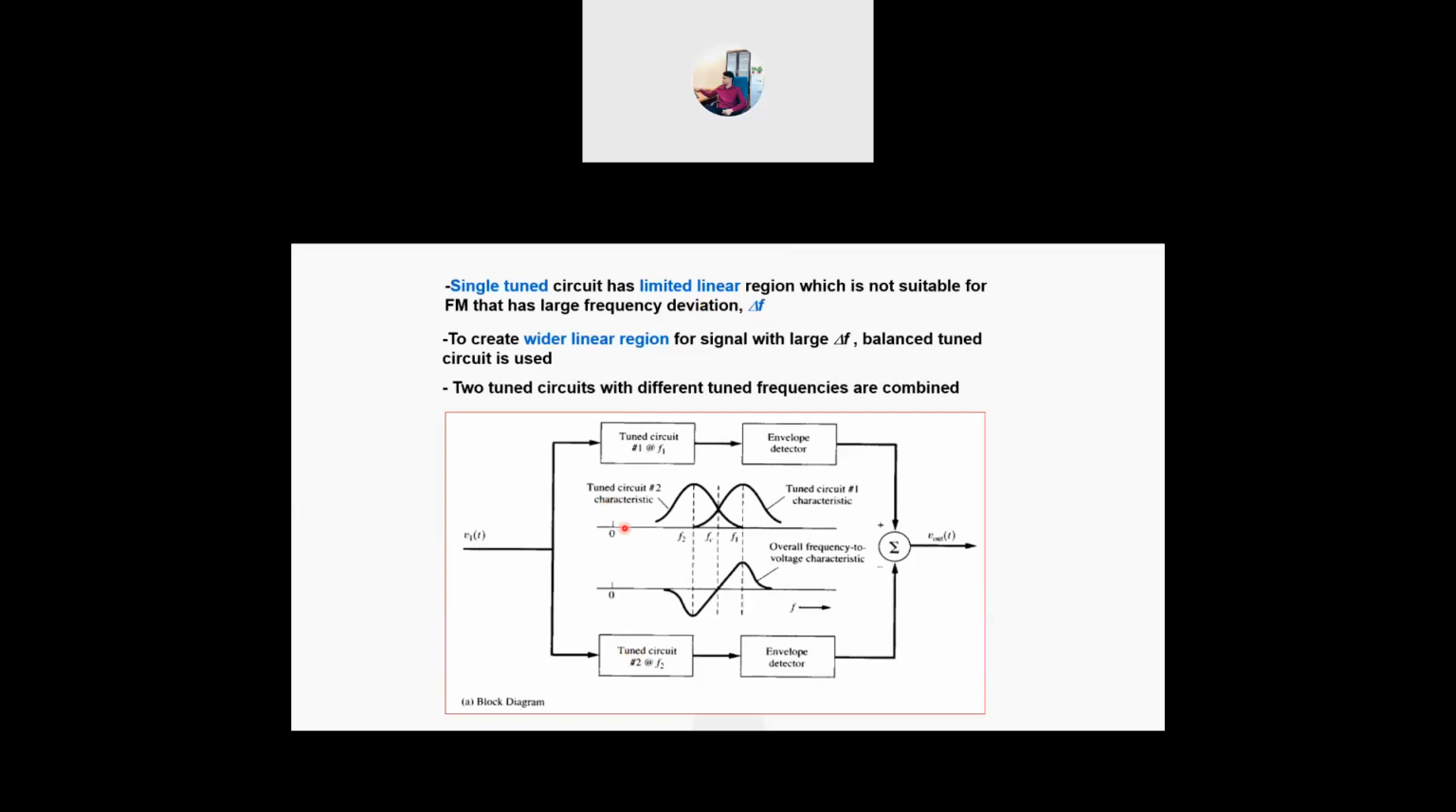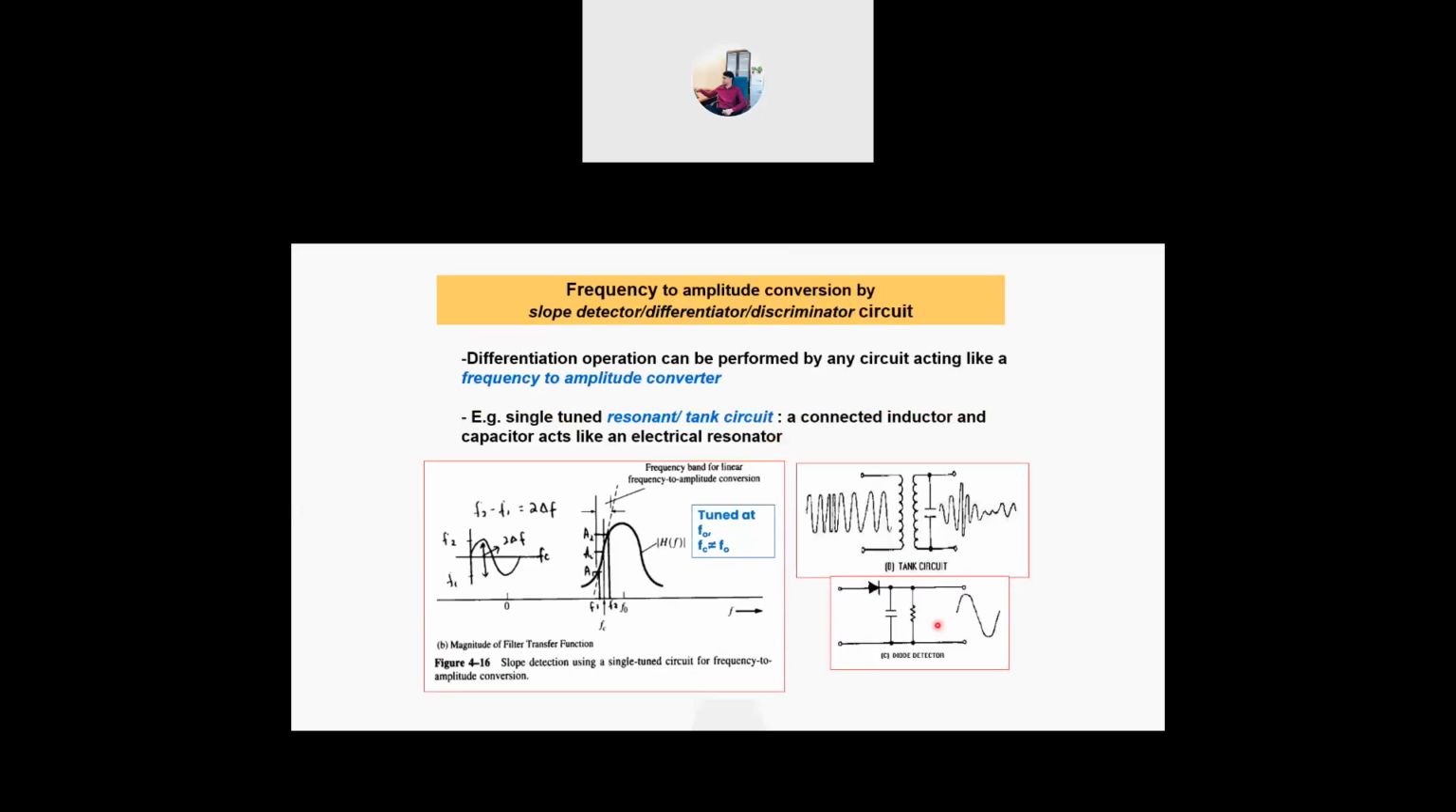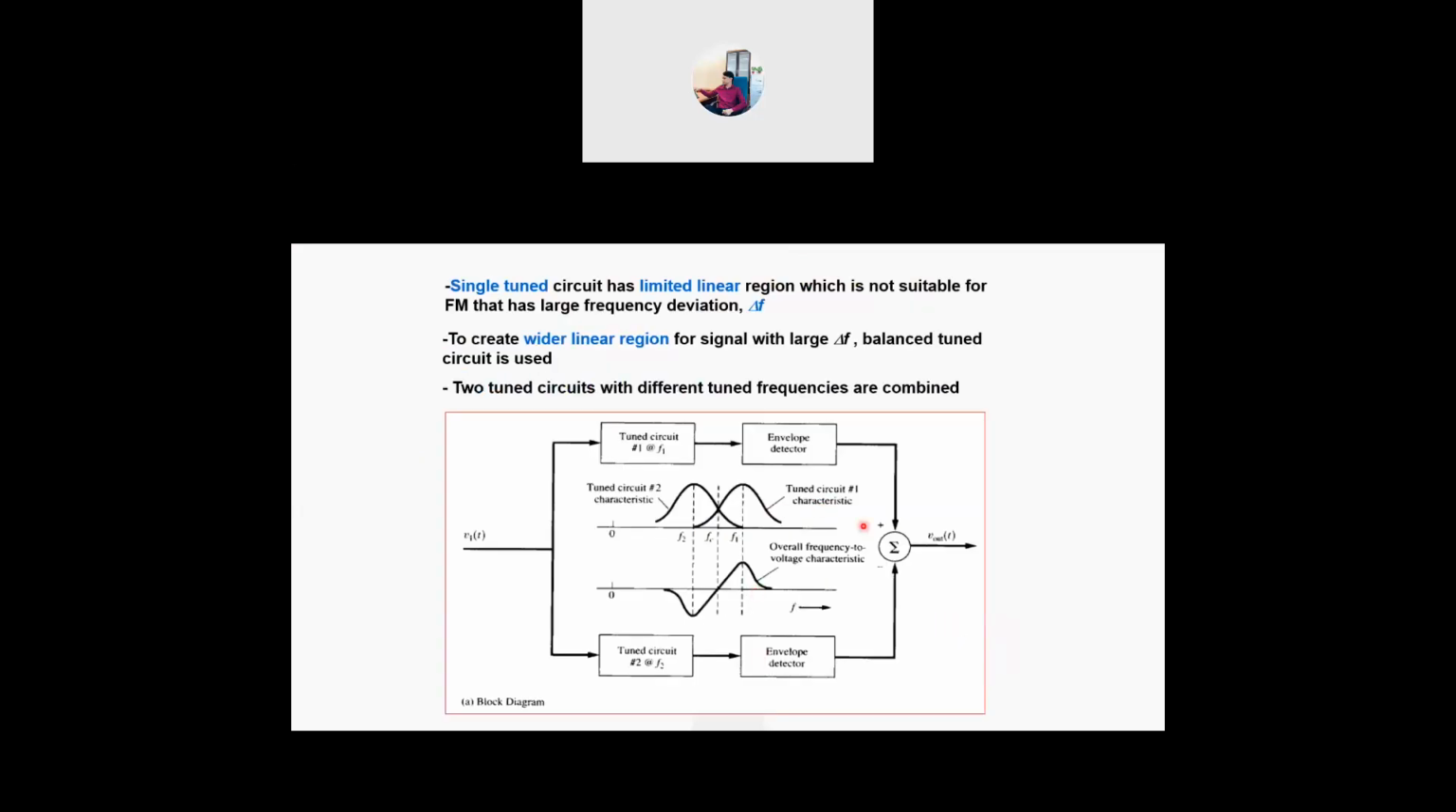Each tune circuit then goes to an envelope detector, similar to what you have here, a detection like this, and then they are summed up together. If you notice, there is a positive and a minus here, and then we're going to have Vout. So for a signal with large delta f, we're going to have a wider linear region compared to the circuit that we showed you in the previous slide.